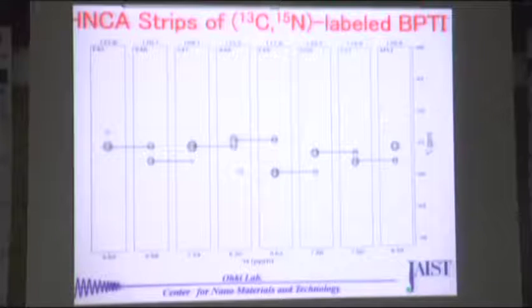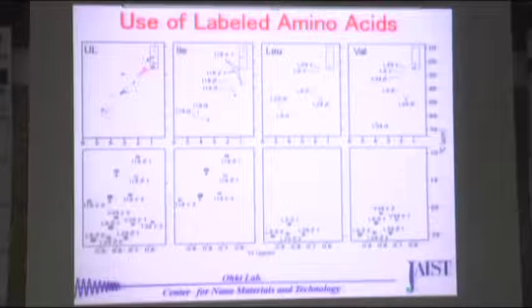And these are HNCA strips. We can make carbon-13 and nitrogen-15 labeled BPTI. It's quite a nice correlation from F45 to M52. Okay. This is another merit of using the BY2 system.